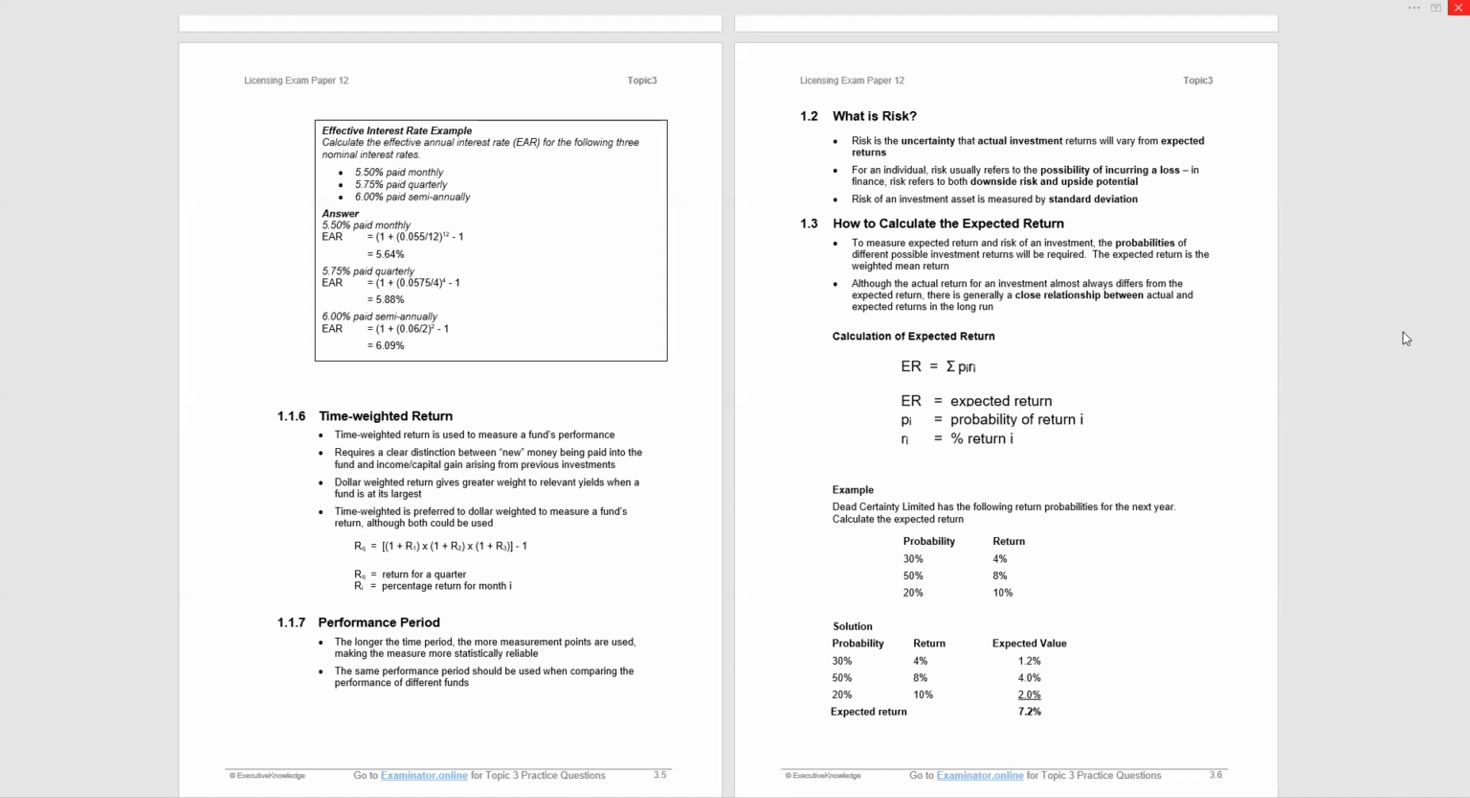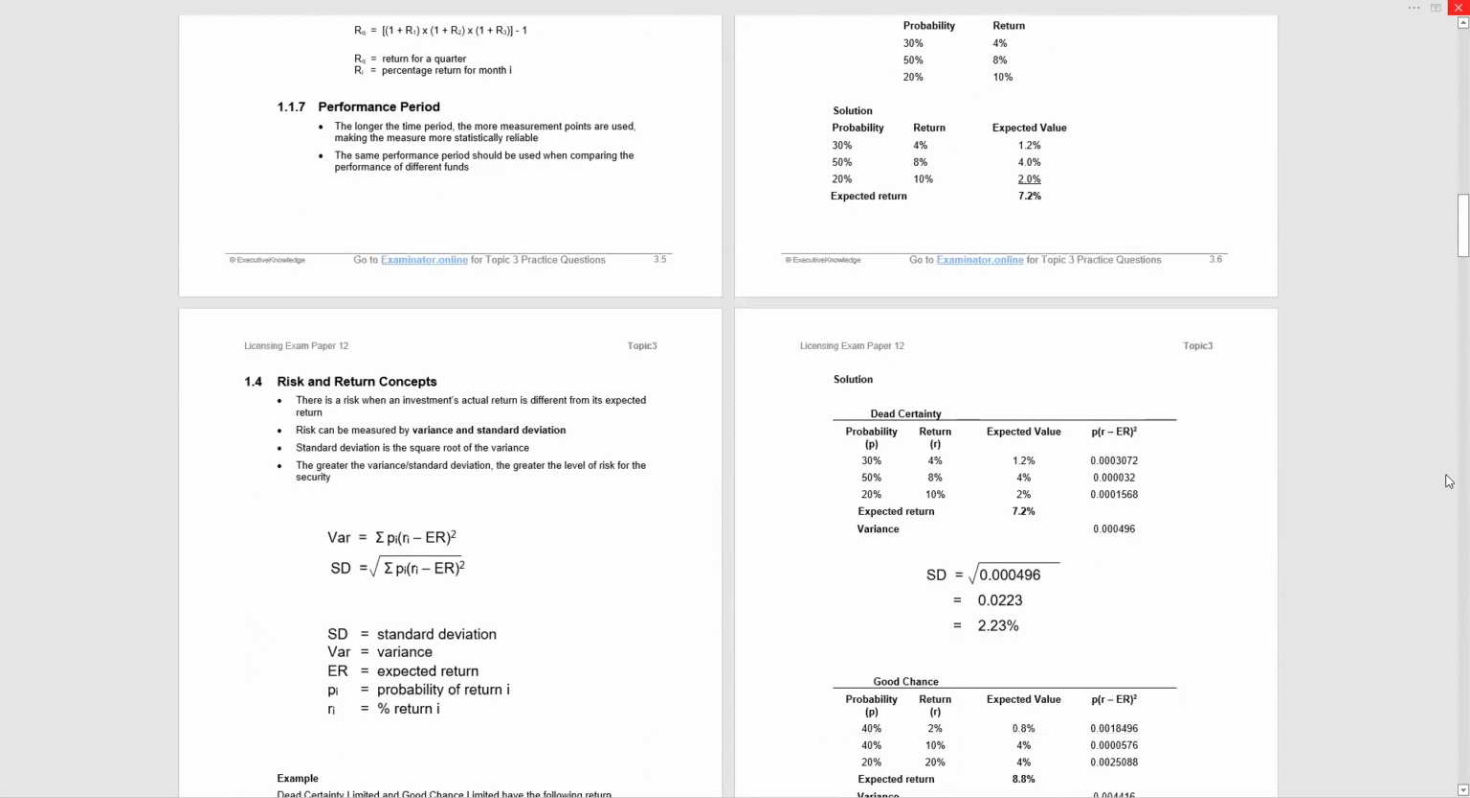And in actual fact, you don't take percent multiplied by percent. It would be 0.3, the decimal, multiplied by 4% gives us 1.2. The same for the other two returns, applying the probability, and we get an expected return, a weighted average of 7.2%. So given the data that we're presented with, we're saying the expected return is 7.2%.